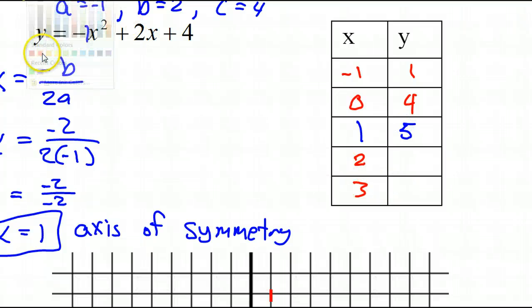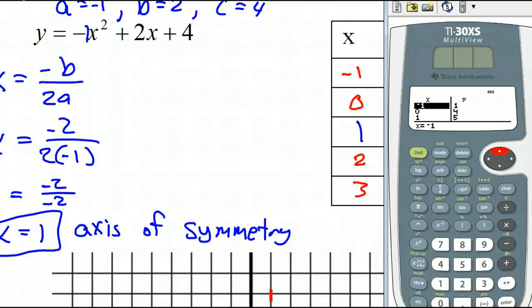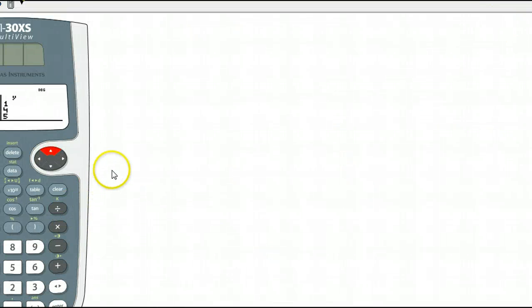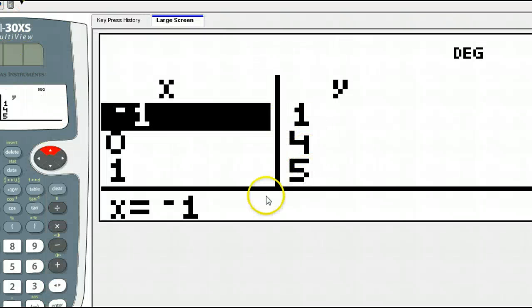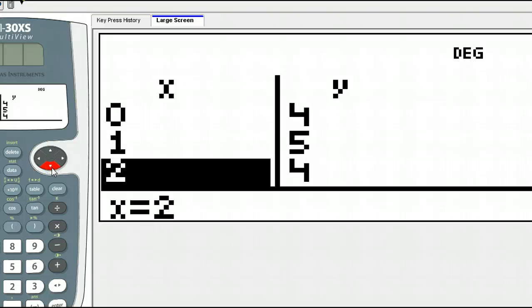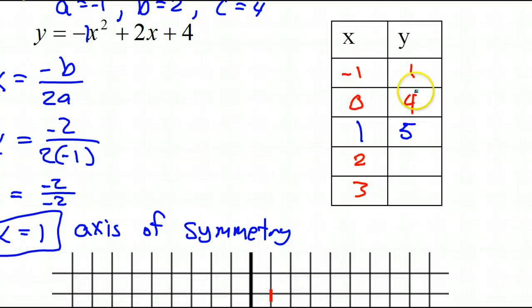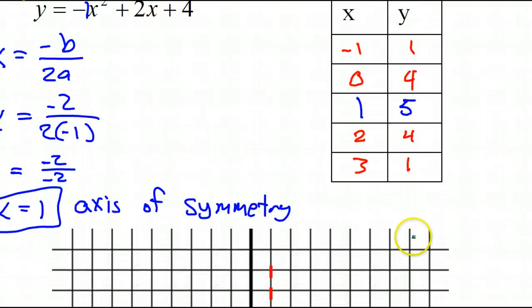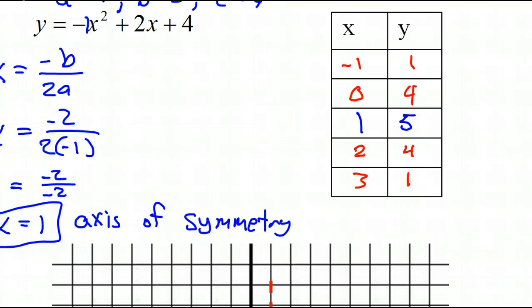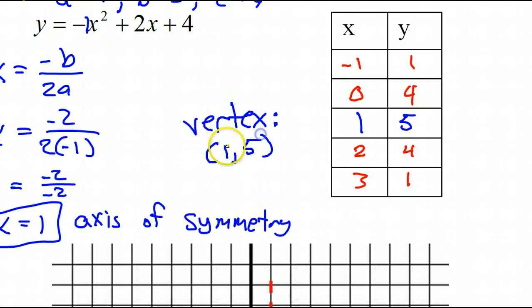Okay, let's scroll down and pick up the last two. I've got 1, 4, 5. If I scroll down, I've got 4, 1. Again, we would have known that it would be 4, 1, but it's good to just check and verify instead of just assuming. It helps us know that we're doing it right. So now we know our vertex. Let's go ahead and nail that down. I think I'll write it separately this time. The vertex is the point 1, 5.